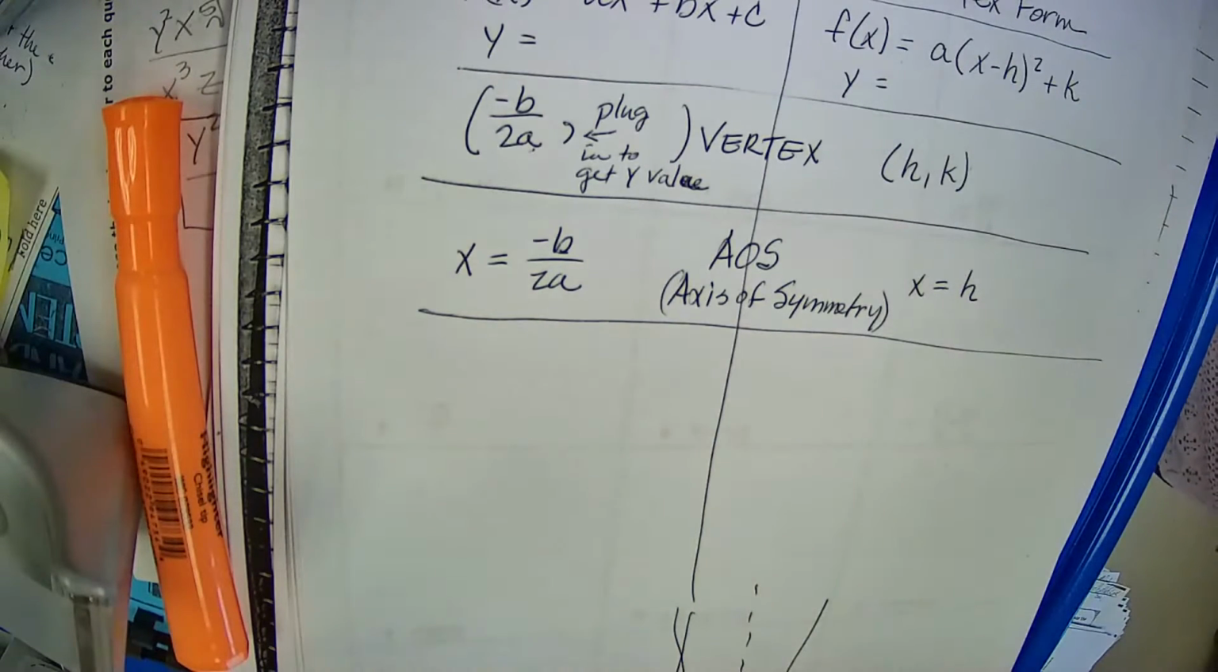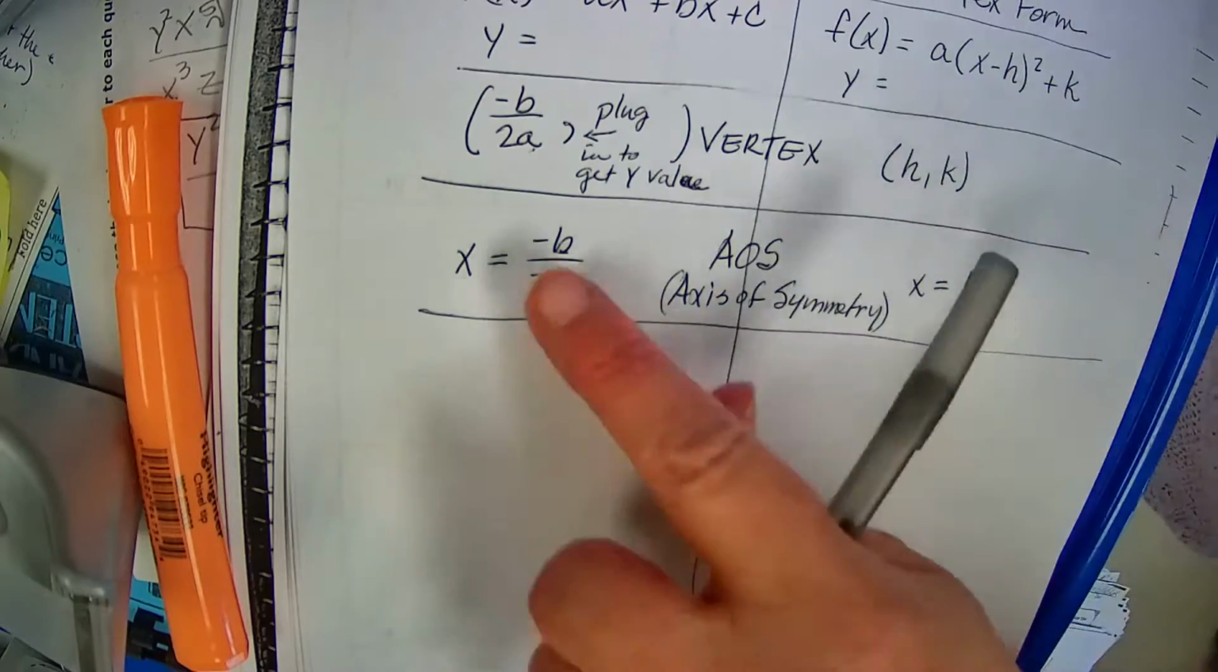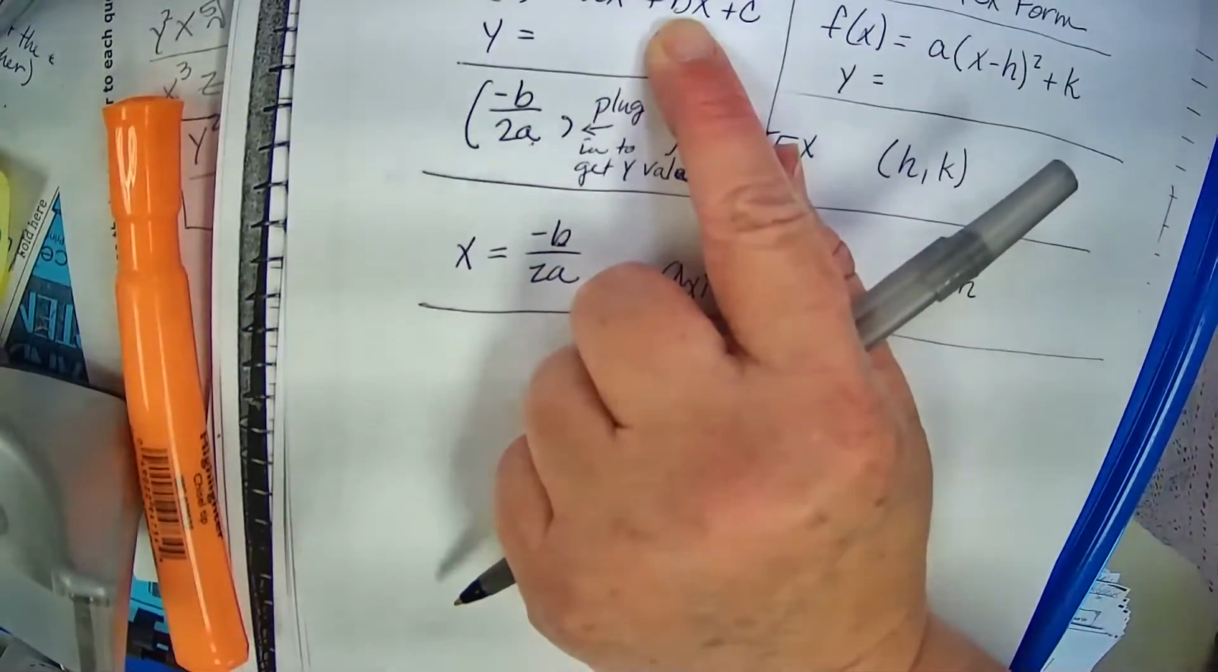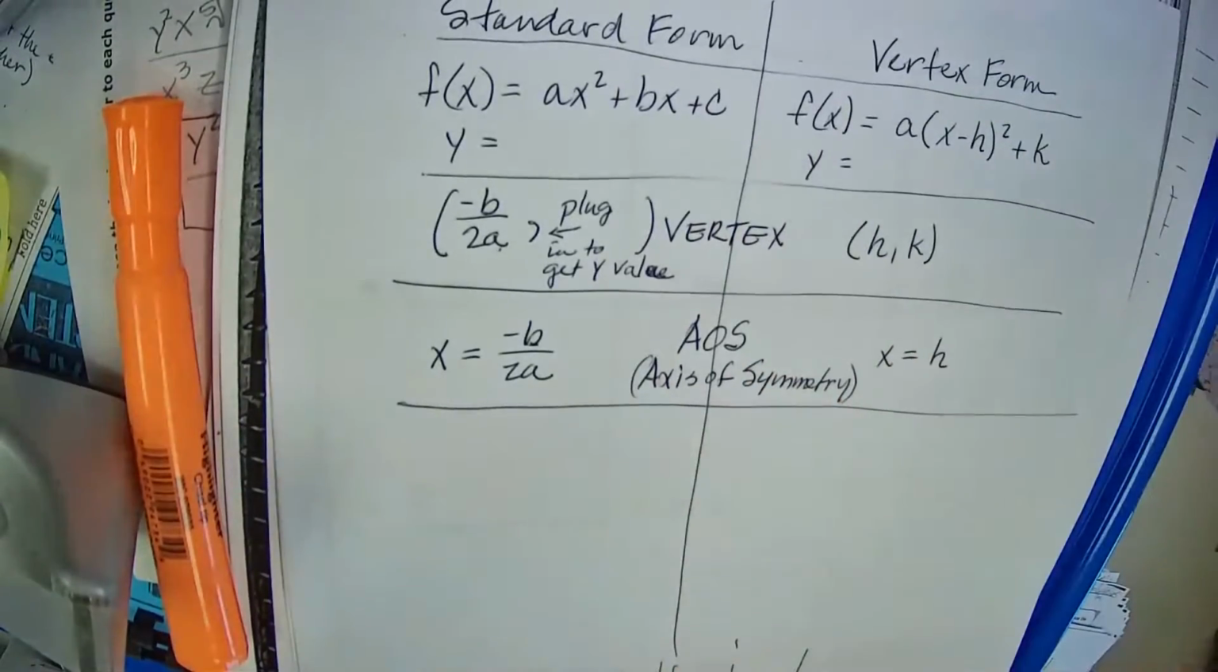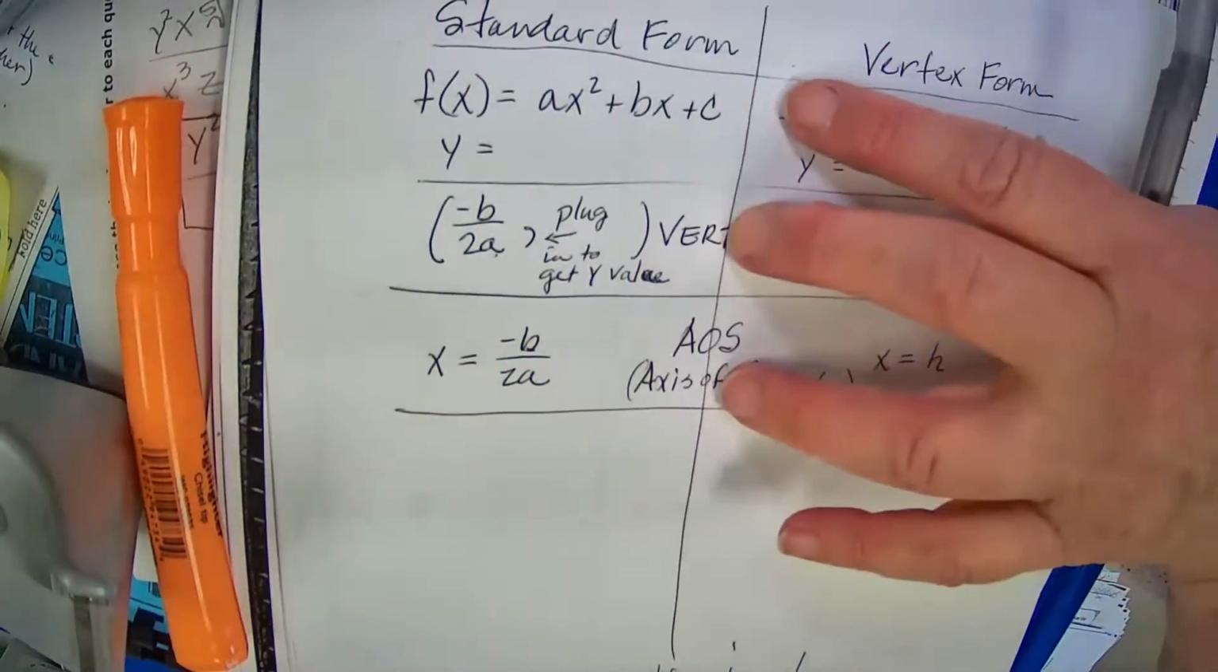What says the opposite of b? Opposite of b. If b right here is a 5, it would be a negative 5? Correct. So those are the 3 major points.